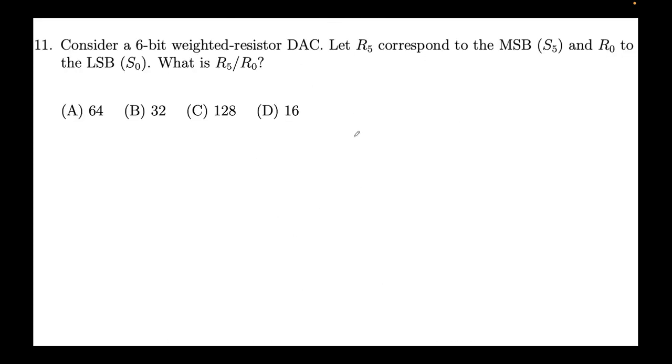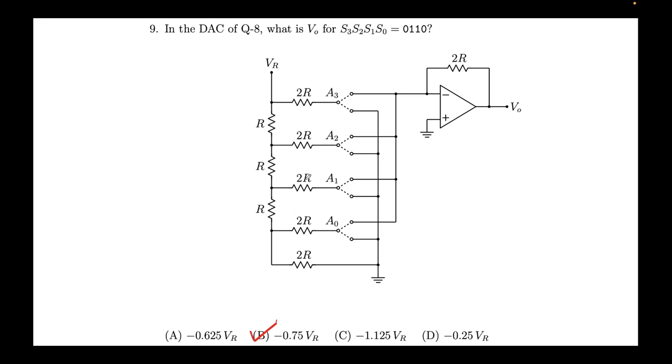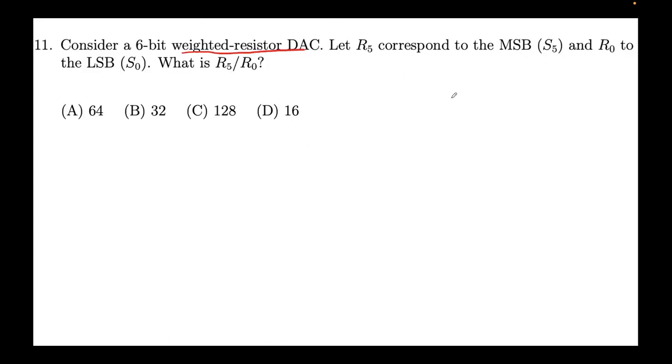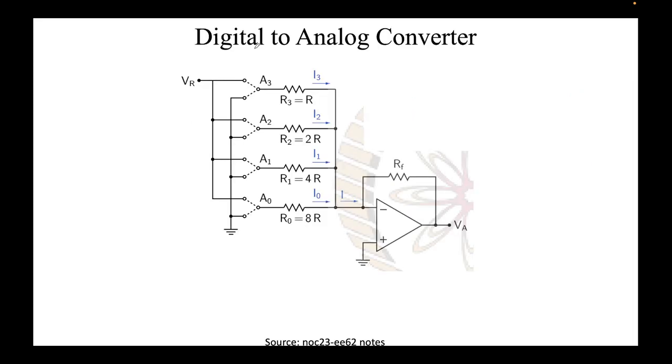Okay, so what do we have here? A 6-bit weighted resistor DAC. What is this weighted resistor DAC? R5 corresponds to the MSB. So there are 6 bits: there is S5, S4, and so on down to S1 and S0. So this is our MSB, that's the way that we have been writing it, right? So R5 corresponds to the MSB S5, and there's a Thevenin resistance corresponding to this, which is R5. And for S0, it is R0. So we are required to find the ratio of R5 over R0. So what is a weighted resistor DAC? This is a weighted resistor DAC. Again, this is from the lecture notes itself.